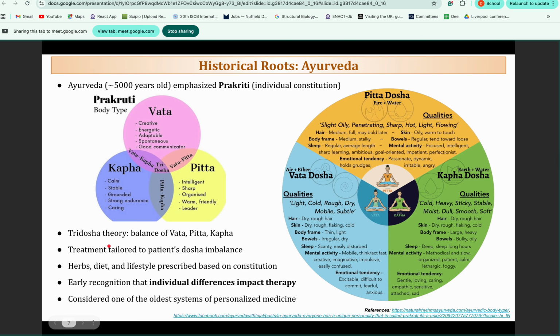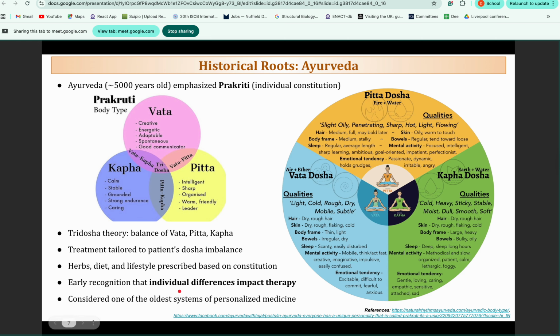So there is the three dosha theory, which says that there should be a balance between these three doshas, that is Vata, Pitta, and Kapha, and treatment is tailored to the patient's dosha imbalance. In Ayurveda, they firstly study these three prakritis, and then they see whether it is balanced, what factor is leading to the imbalance among these three, and which drug can bring back that balance. That is how the treatment was designed previously.